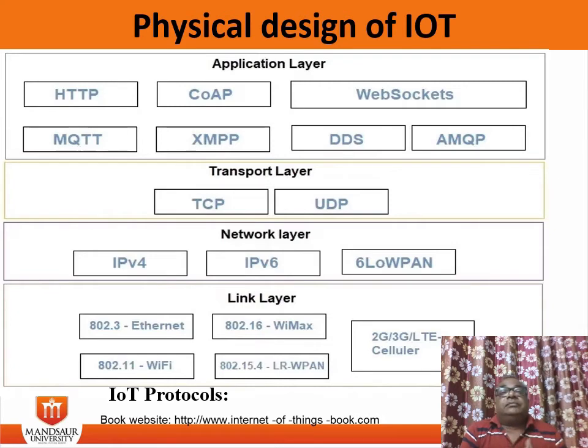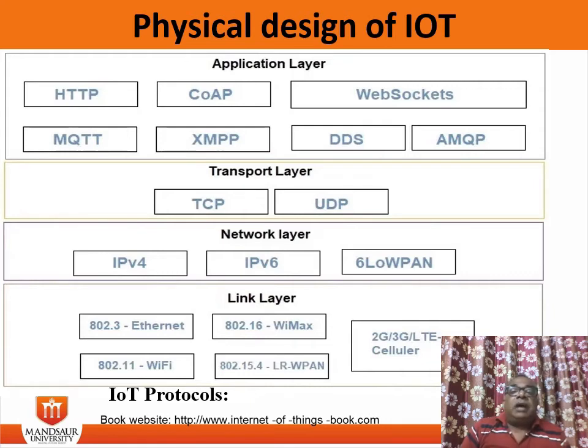Now UDP, user datagram protocol, is a transport layer protocol. UDP is a part of the Internet Protocol suite, referred to as the UDP/IP suite. Unlike TCP, it is an unreliable and connectionless protocol. So there is no need to establish a connection prior to data transfer in UDP.